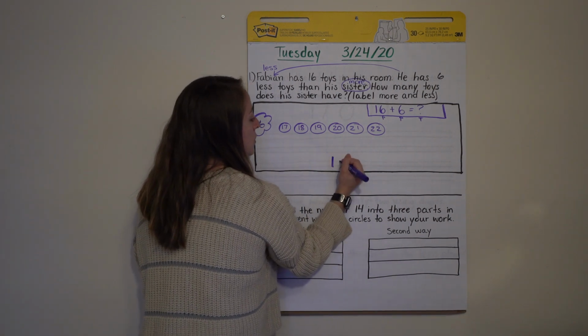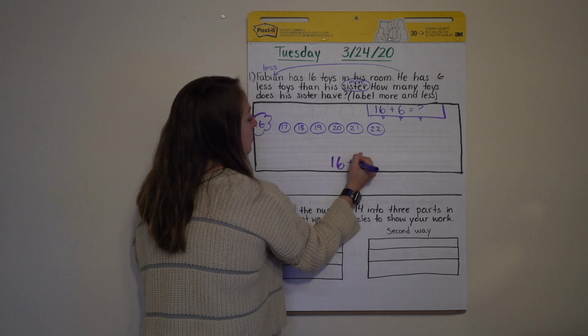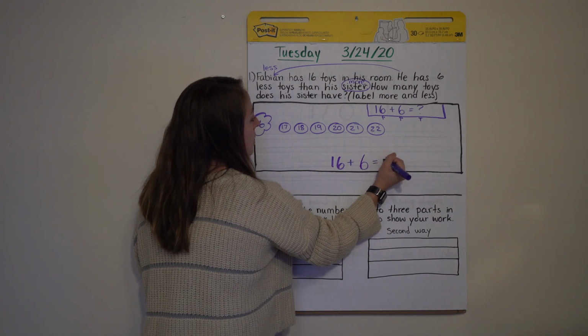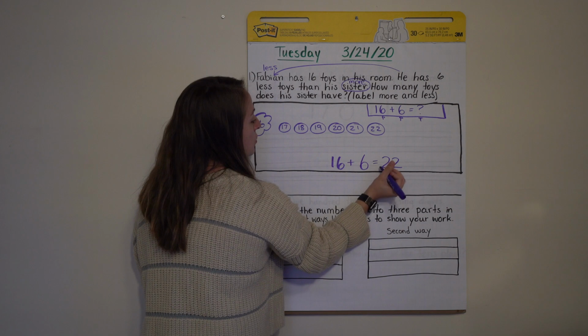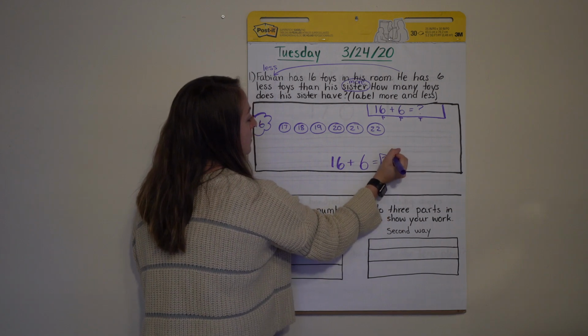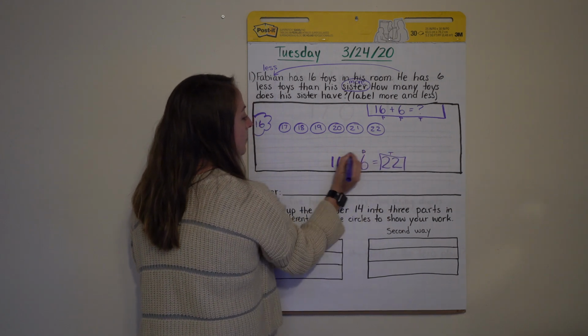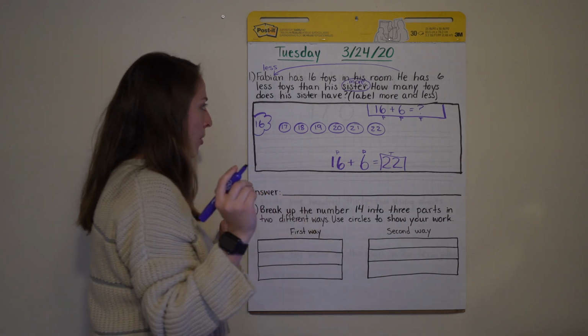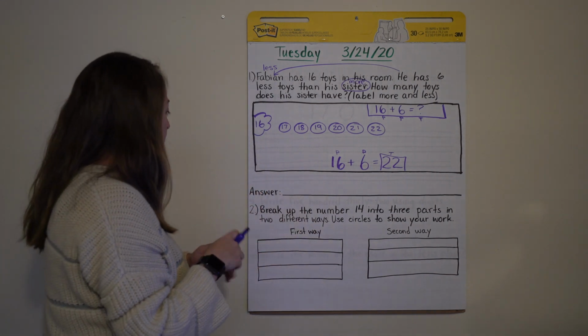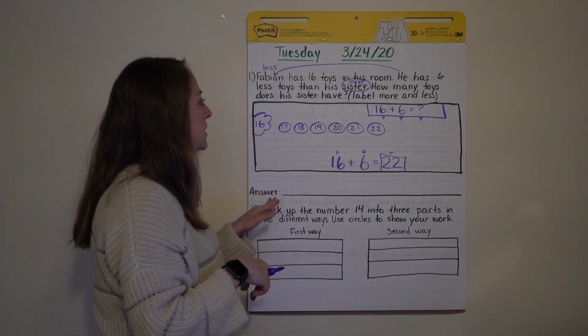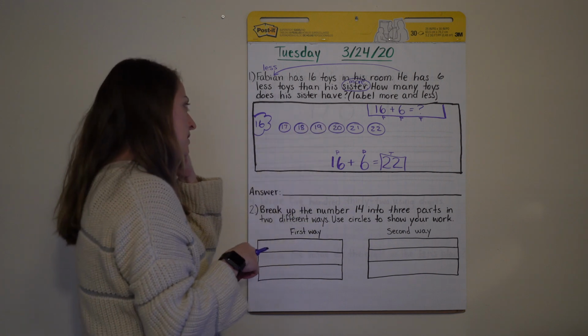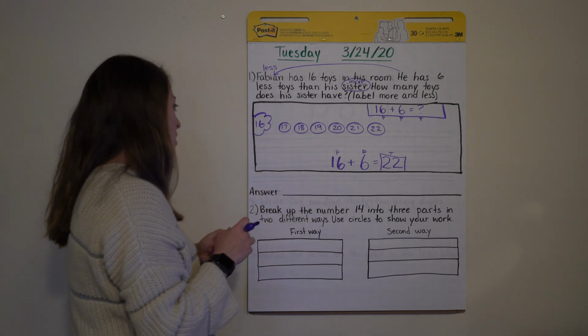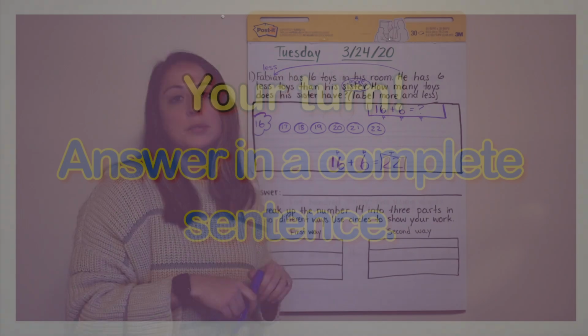So 16 plus 6 equals 22. I'm going to box this because this was my missing total. And then this was my part. Now what you have to do is you need to answer this in a complete sentence. How many toys does his sister have? So take a moment to answer that in a complete sentence.